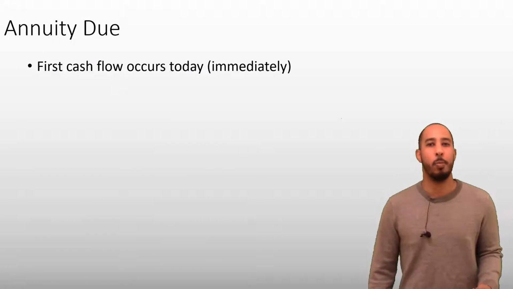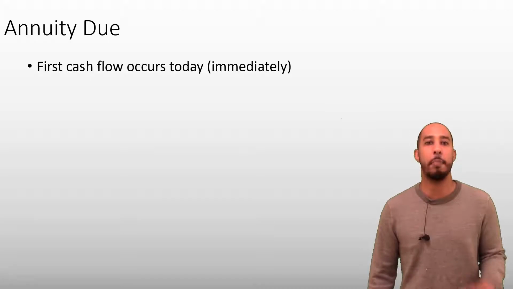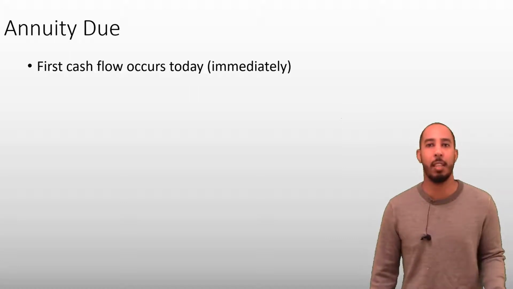We'll start with annuity due. As I said, for this type of annuity, the first cash flow happens immediately. The key words to know that you're dealing with annuity due are words that signal that the cash flow occurs without delay. Words like immediate, the first payment happens today, or payments occur at the beginning of each period.